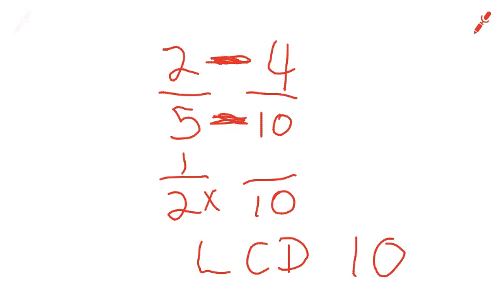2 times what equals 10? 5. Very good. 2 times 5. We do times 5 there, we've got to do times 5 here. And we get 5 over 10 there.